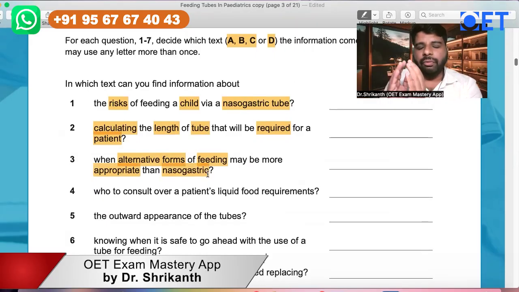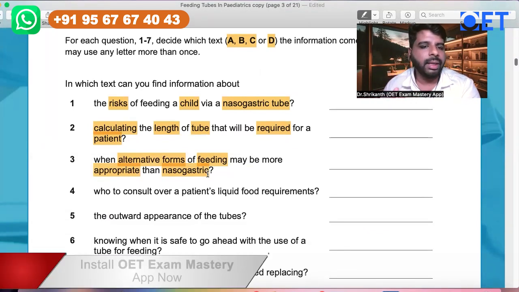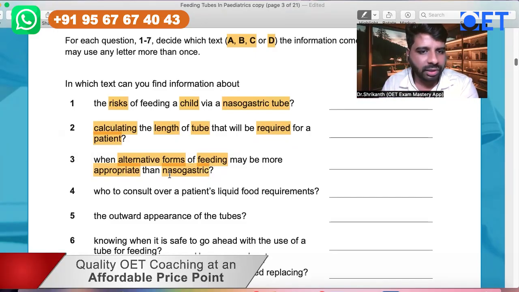When it comes to feeding in pediatrics, there are different methods of feeding. One method is nasogastric feeding. There are several other methods as well: method 1, method 2, method 3. And here the question is, which is more appropriate than nasogastric? Which is better? If NG tubes are not appropriate for the patient, which other forms of feeding can we use?